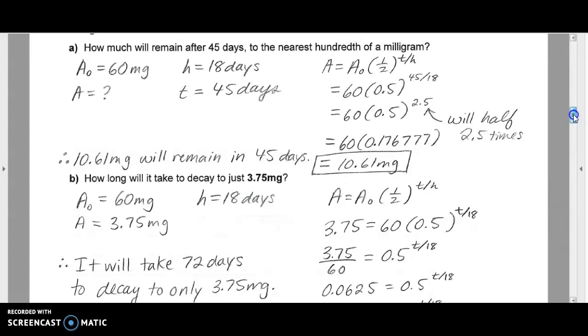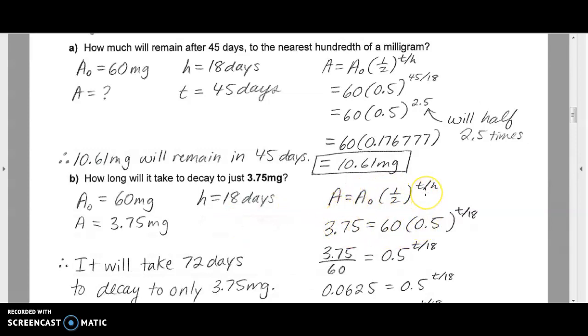Part B, how long will it take to decay to just 3.75 milligrams? Here we are being asked for something different other than the A value, which we were asked for in the previous 2 questions. We still know that we start with 60. We still know the half-life is 18 days. Now we know at the end we'll have 3.75 milligrams. What we need to figure out is how long will it take. So what are we solving for? The t-value.